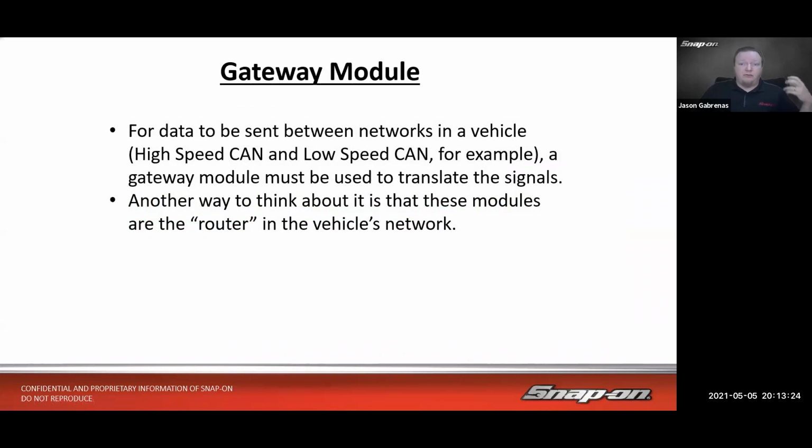Also, when we consider working on networks, network diagnosis, we need to also be conscious of the fact that most vehicles have a gateway module on them. And that allows us to send data between different networks, translate data between high speed, low speed, mid speed, LIN buses, whatever else is on the car, because there can be multiple types of networks. We need to use a gateway module to translate between them.